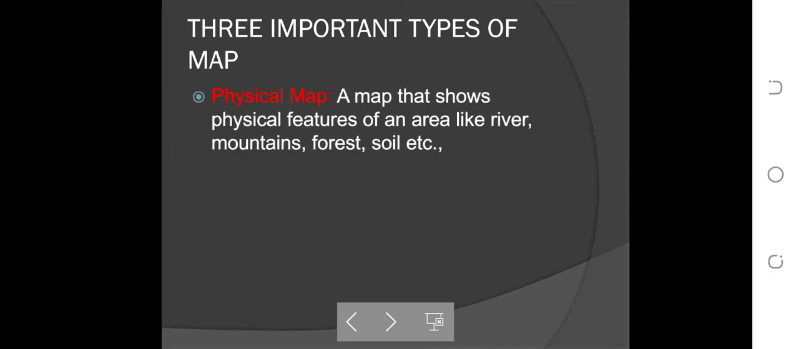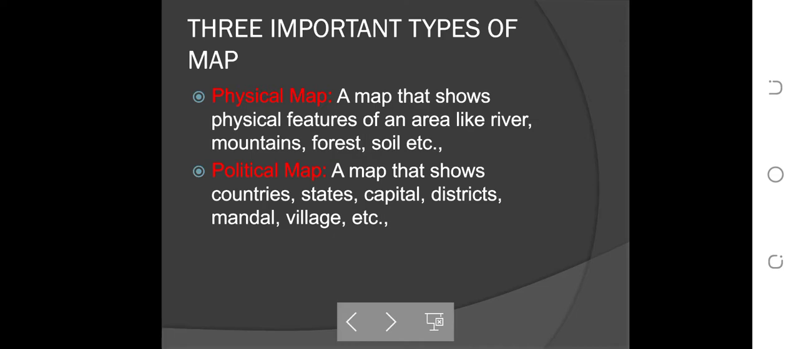First one is physical map. A map that shows physical features of an area like river, mountains, forest, soil. Then political map. A map that shows country, states, capital, districts, mandal, village. Political means it will show only areas or places. Physical, it will show physical features like mountain, river, forest, soil.